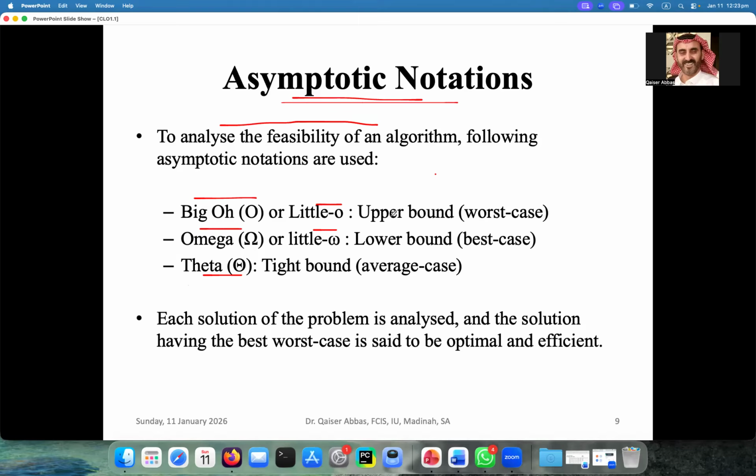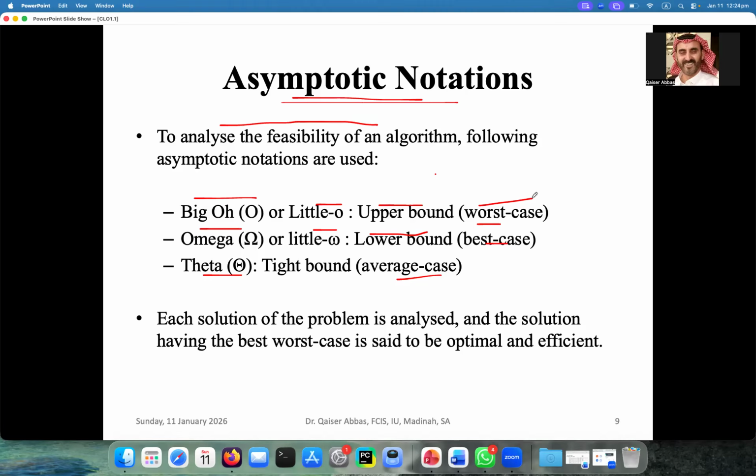So big O is normally linked with the upper bound. What is upper bound? We will see in the next slide, along with the definition. Omega is linked with the lower bound, and theta is linked with the tight bound. As far as worst case, best case, and average case are concerned, these are the three cases of complexity. We will see what complexity is and how we can calculate it. But big O is normally used to represent mostly worst cases.